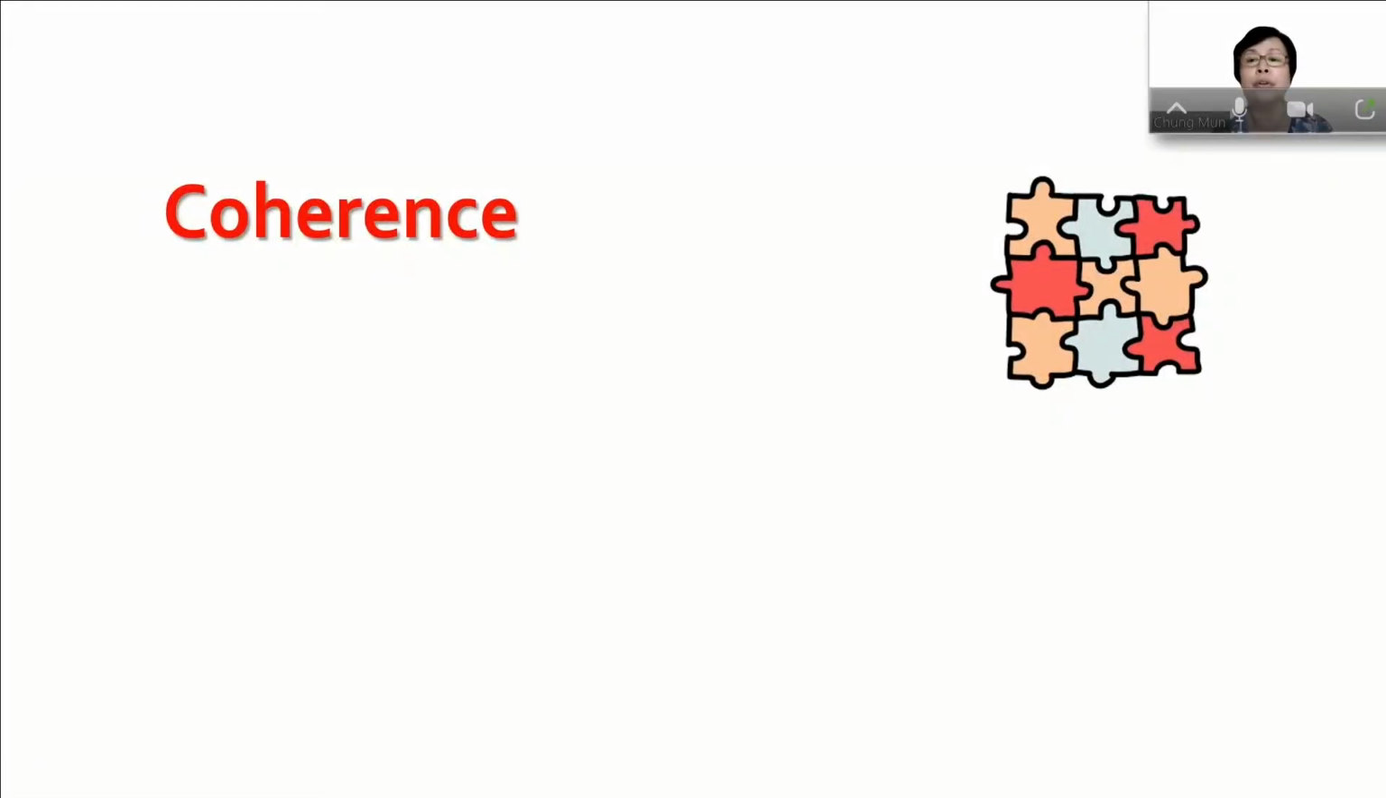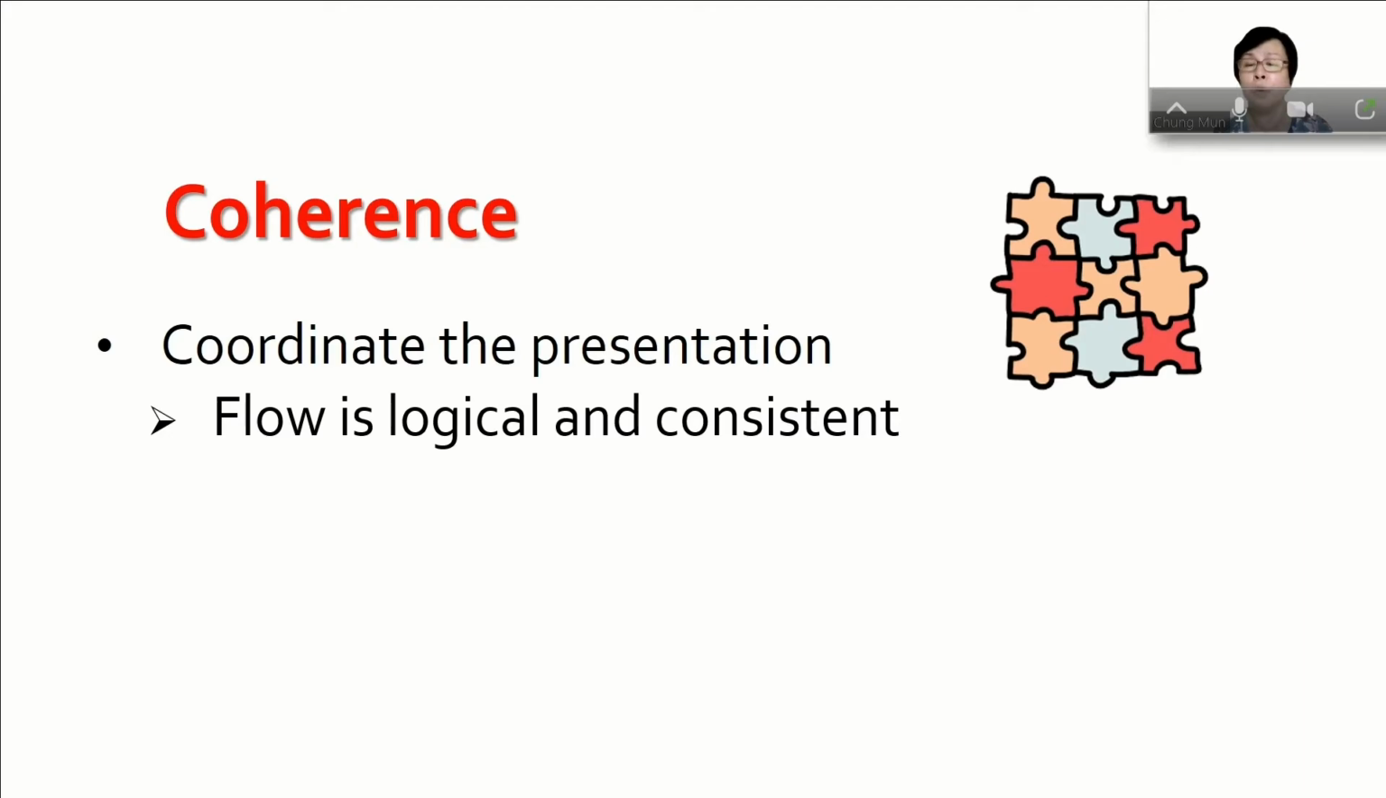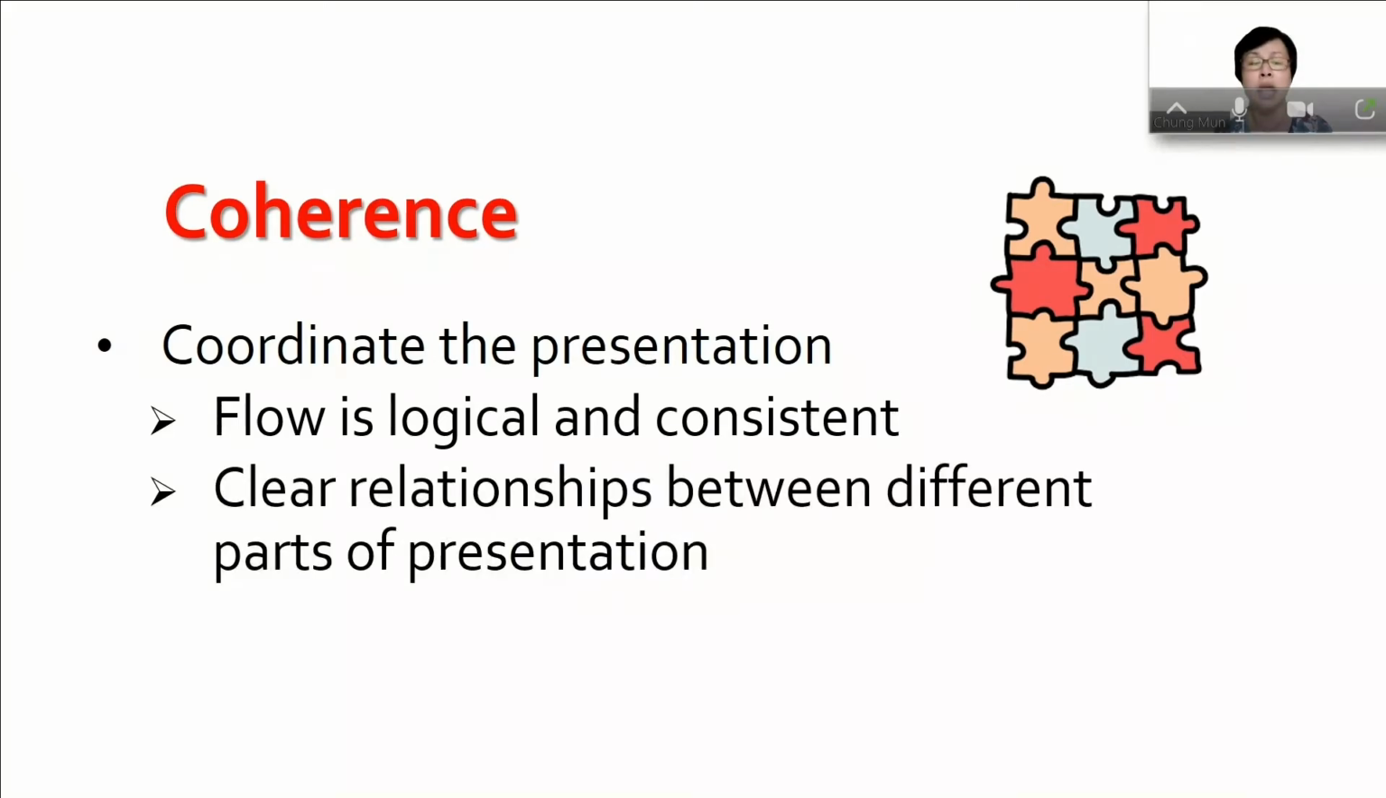Second point is on coherence. Now, how do you ensure coherence in your presentation? It means that you will have to coordinate the presentation in such a way that the flow of ideas, the flow of arguments is logical and the flow is consistent. And the presentation has clear relationships between the different parts. So when you present in a systematic manner, your audience will be able to follow your argument step by step.